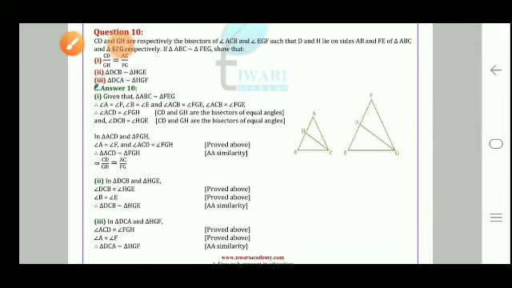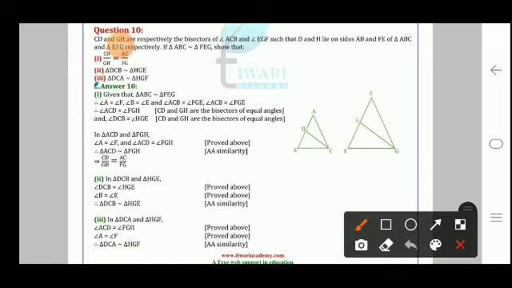In question number 10, it is given that CD and GH are the bisectors of angle ACB and angle FGE, such that D and H lie on the sides AB and EF respectively of both the triangles. And triangle ABC is similar to triangle FEG. Now we have to show that CD over GH is equal to AC over FG, triangle DCB is similar to triangle HGE, and triangle DCA is similar to triangle HGF.